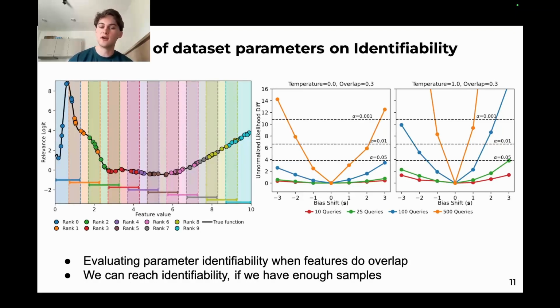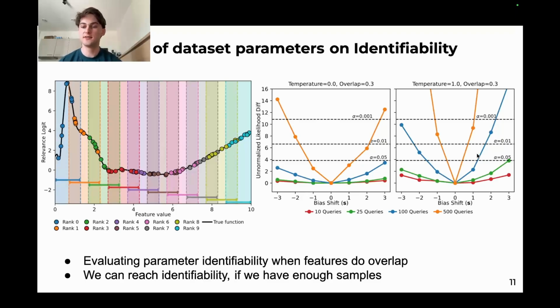So we can also consider a setting with feature overlap. We can see this when we look at the simulated feature values on the left side again. We can see that the shaded areas now have some level of overlap. And when we have this overlap, we can derive somewhat the identifiability. If we have enough data, we can constrain the parameters. So we can see again on the left graph on the right side, when we simulate 500 queries, we can exceed the thresholds and we reach identifiability.